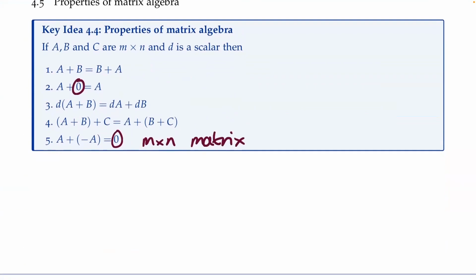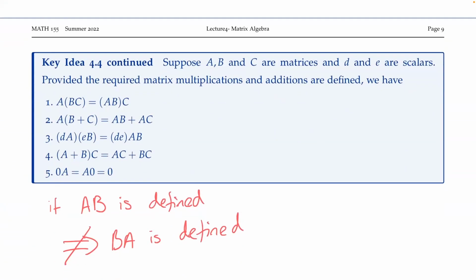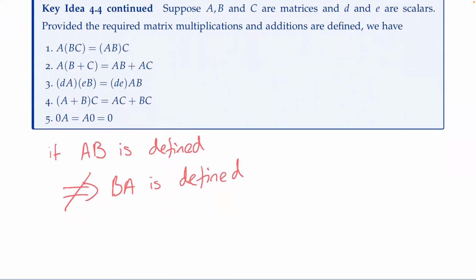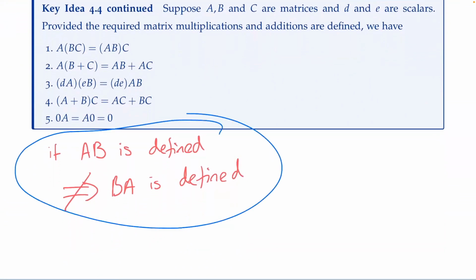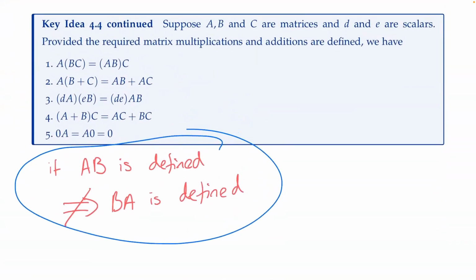There's a few properties here that I'm not going to dwell on. One of the key things to remember though, is that, like I said at the beginning, if we have scalars A and B, multiply them together, it doesn't matter whether we do A times B or B times A. But if we have two matrices, A times B might be defined, but B times A isn't necessarily defined. We'll talk a little bit more about some of these examples today.